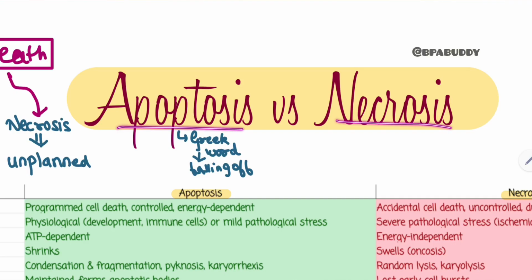Apoptosis and necrosis is one of the most repeated questions in pathology exams, but the problem is people try to memorize it. Today we are not actually going to memorize it, we are going to understand it so clearly that you will never forget it again. So let's start with cell death.